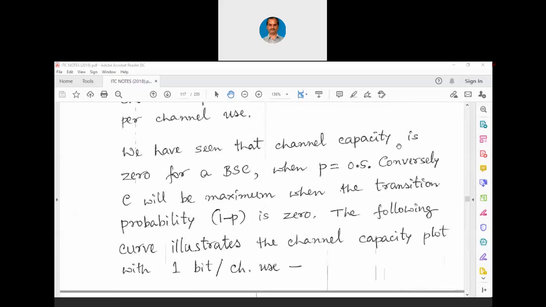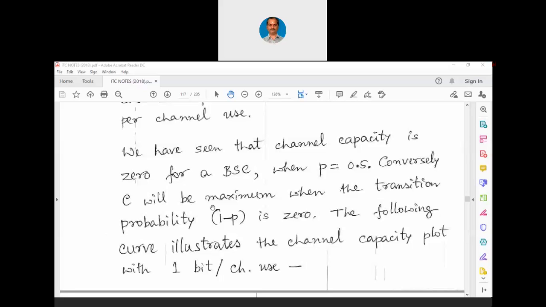We have seen that channel capacity is 0 for a binary symmetric channel when P equals 0.5. In the exercise which we just worked out, we have seen this. Conversely, C will be maximum when the transition probability 1 minus P is 0. That means P00 and P11 must be equal to 1, and P01 and P10 must be equal to 0. Then we transmitted 0, we received 0. We transmitted 1, we received 1. In such a case, the transition probability 1 minus P must be 0. Then C will be maximum.